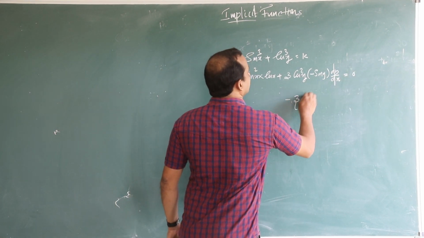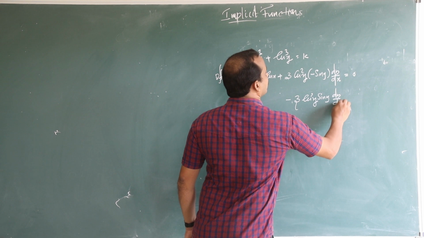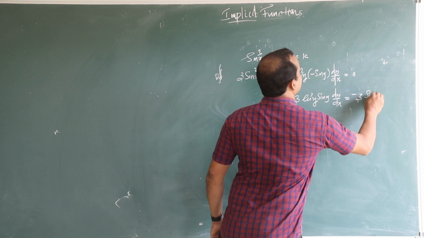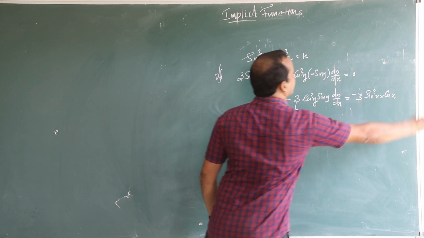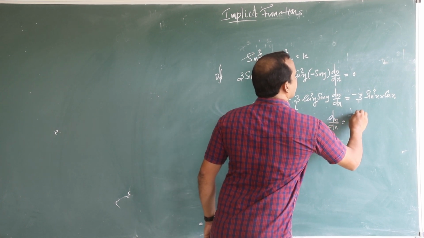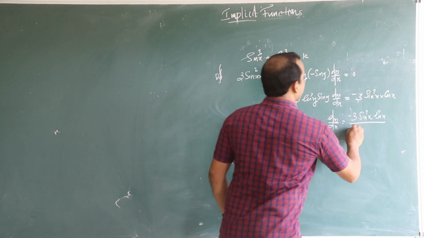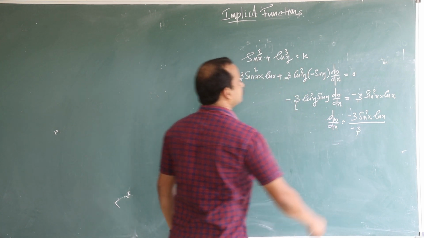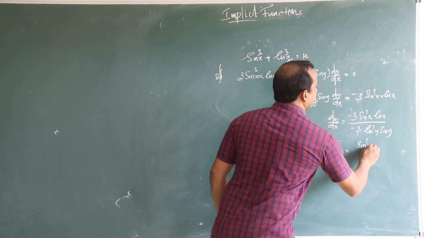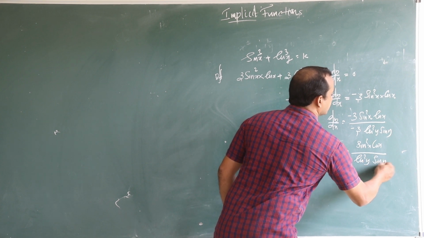This gives minus 3 cos square y into sine y into dy by dx is equal to minus 3 sine square x into cos x, and therefore dy by dx is equal to minus 3 sine square x into cos x divided by minus 3 cos square y into sine y. The final answer is sine square x into cos x divided by cos square y into sine y.